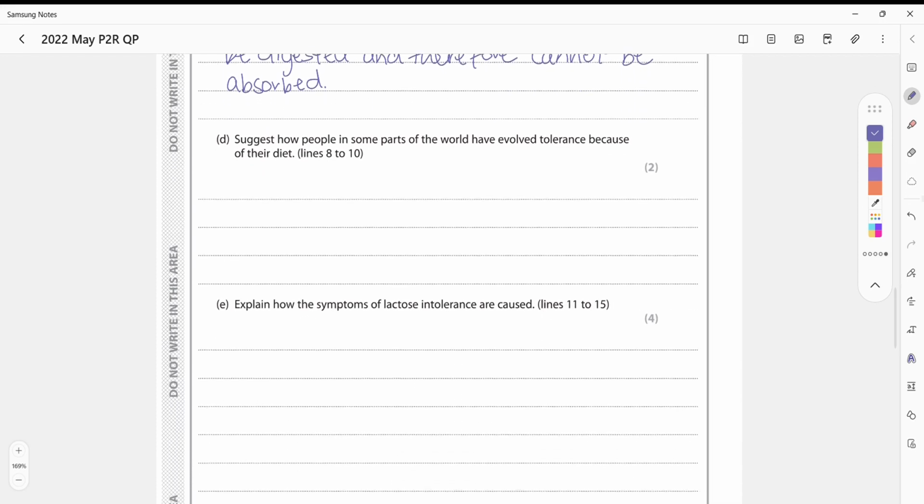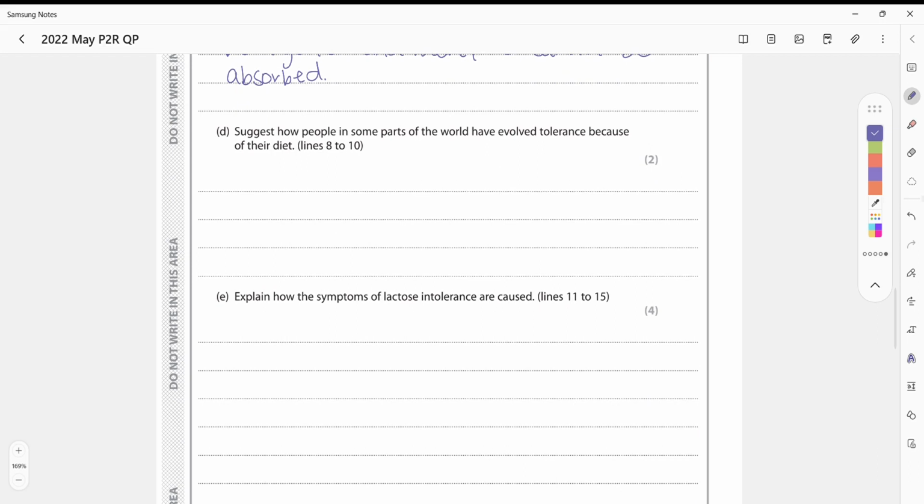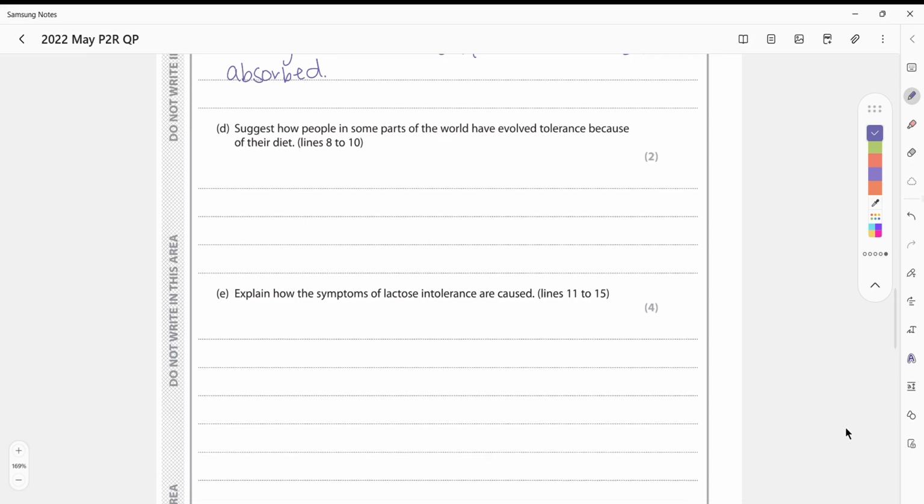Okay, let's move on to part D. Suggest how people in some parts of the world have evolved tolerance because of their diet. So this is a suggest question, which means it's not specifically part of your syllabus, but you do need to use what you have learned and apply that knowledge into this question. So it says how some people in parts of the world have evolved tolerance because of their diet. So it could be because they ingest a lot more dairy or milk into their diet, and the ones that are able to digest it have a better time surviving, right? And that would give them an advantage, and they would pass on these alleles to their offspring.